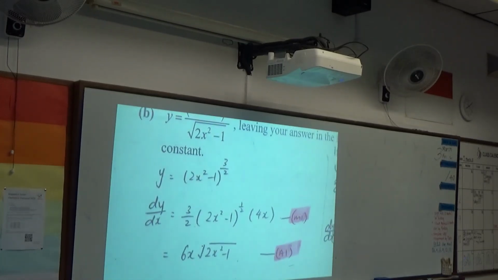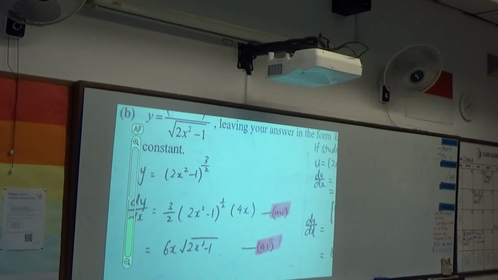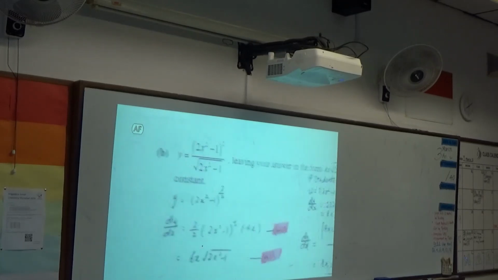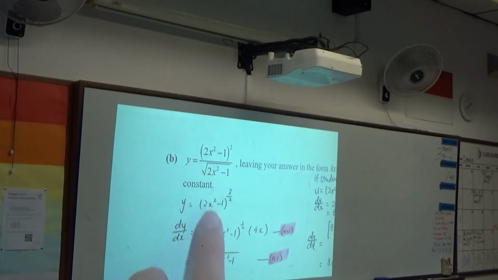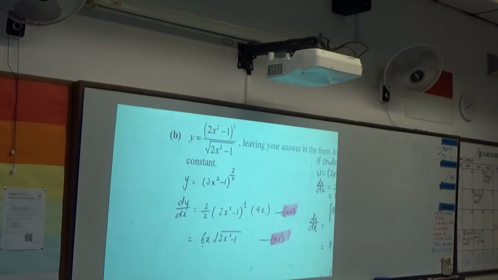Now for part B, it was actually rather unnecessary for you to use quotient rule, or for some of you, product rule. What you could have done is to recognize that they are actually of the same base, and simplify it to 2x squared minus 1 bracket 3 over 2. Then after that you use your power rule or your chain rule, to bring down the power minus 1 and differentiate the inside.